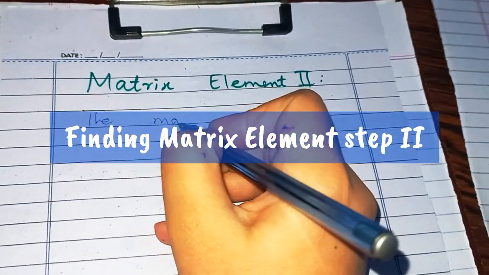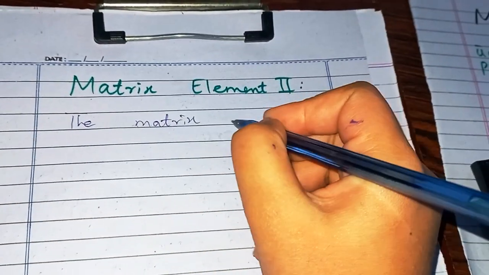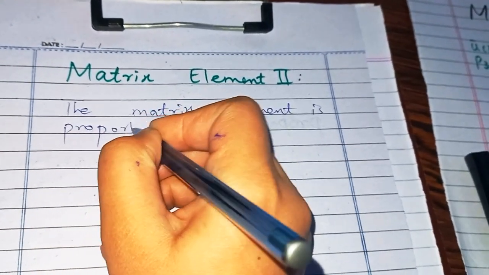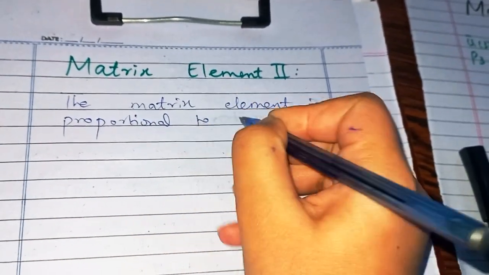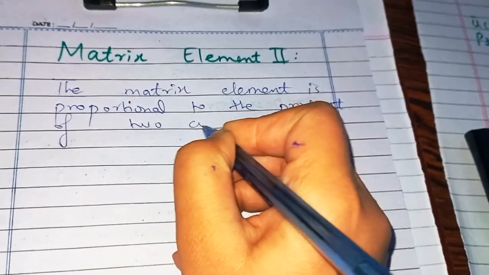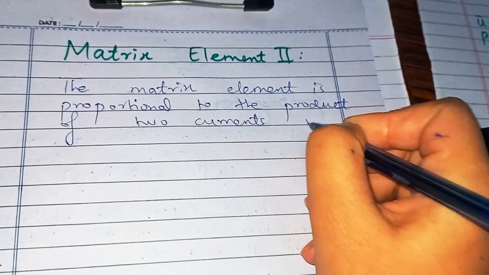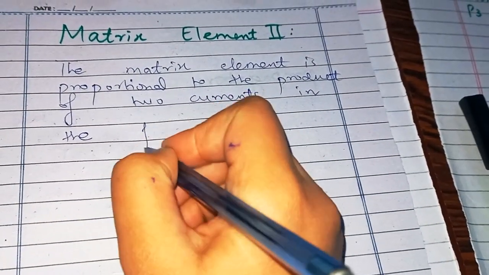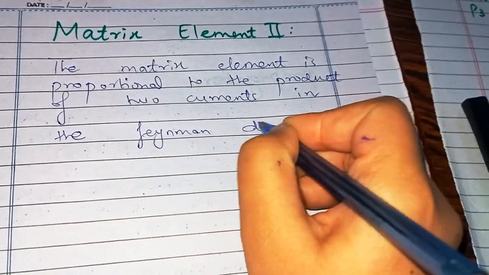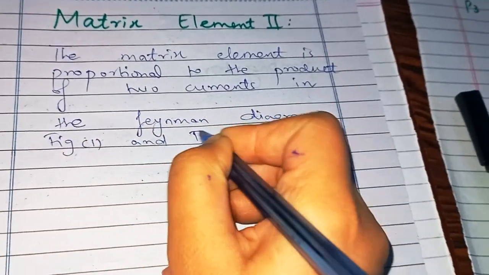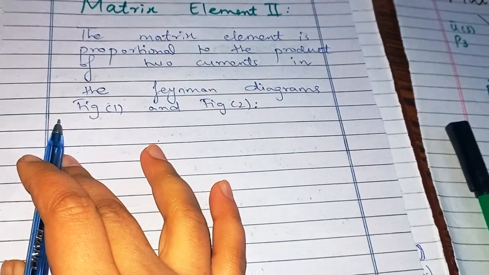The matrix element or the amplitude is proportional to the product of two currents or factors or contributions in the Feynman diagrams, figure 1 and figure 2. So let's write down the matrix element 1 for figure 1.